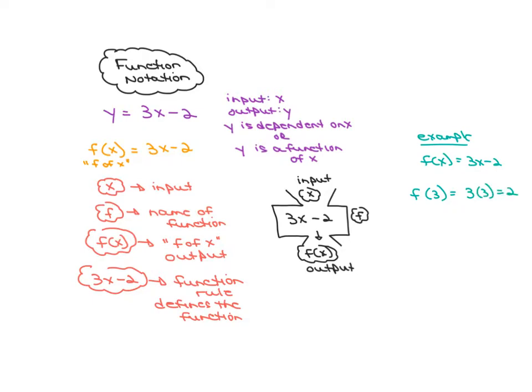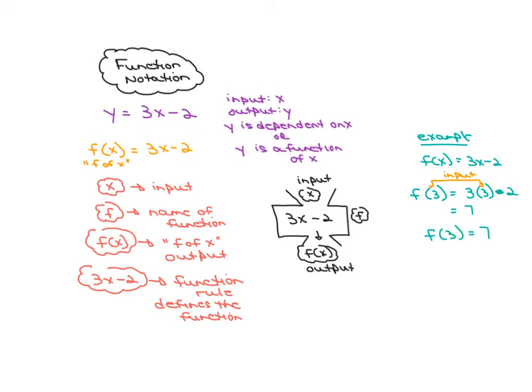Let's be really clear: that's the input. Let's do our arithmetic. 3 times 3 is 9, minus 2. So this is equal to 7. So when we put it all together, f of 3 is equal to 7.